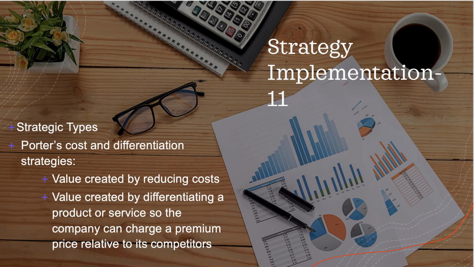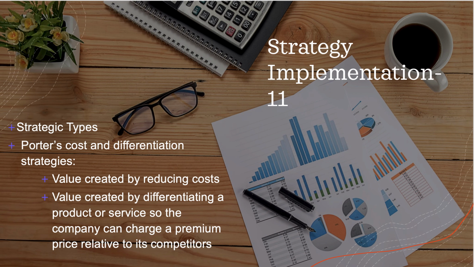According to Porter, competitive advantage stems from a company's being able to create value in its production process. Value can be created in one of two ways. First, it can be created by reducing cost. Second, it can be created by differentiating a product or service in such a way that it allows the company to charge a premium price relative to its competitors.